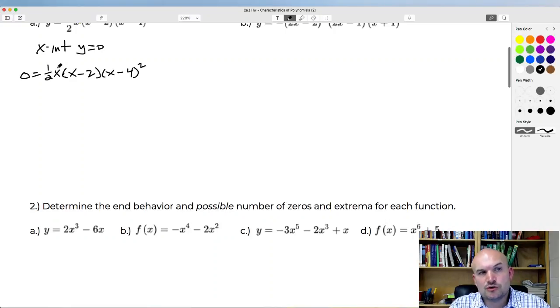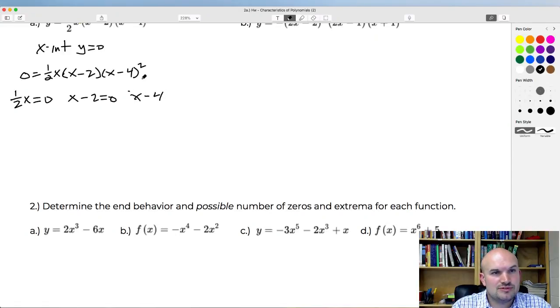So I'm going to group the 1/2 with the x. And it doesn't really matter where you group the 1/2, because what you'll see is each and every time any kind of multiplier that you have is just going to divide out. So it's not going to impact the value of our zeros.